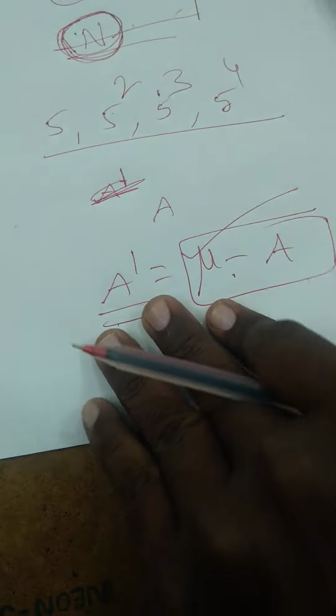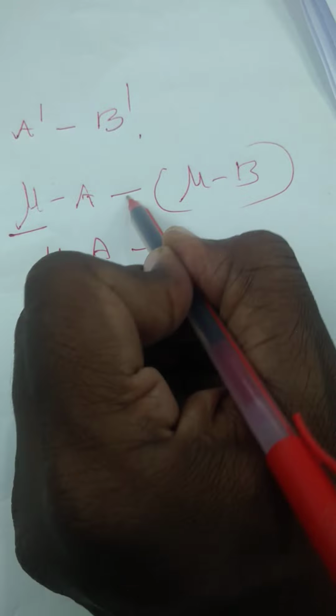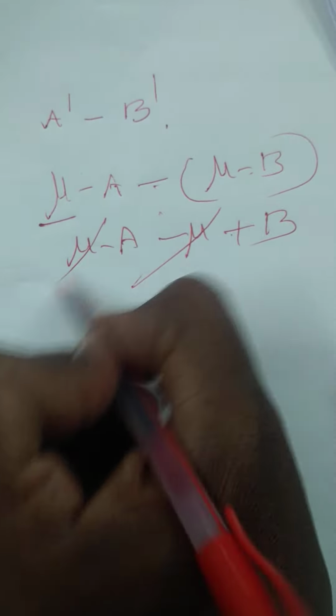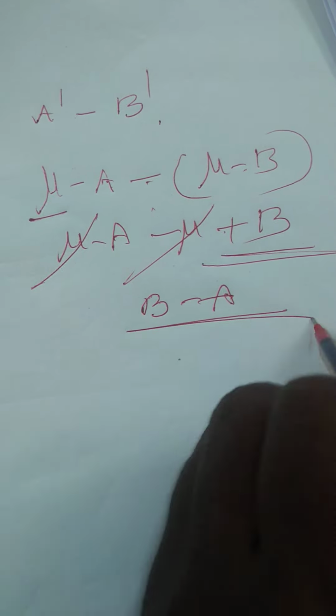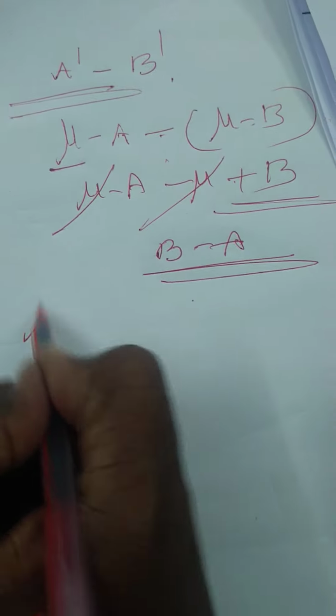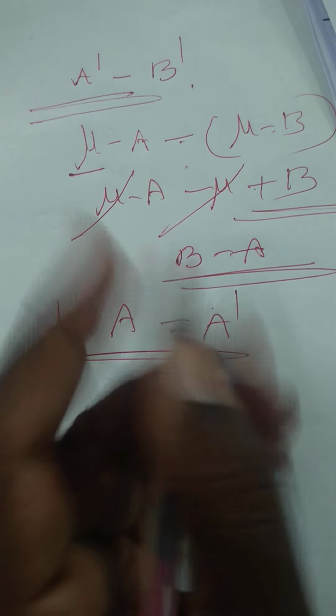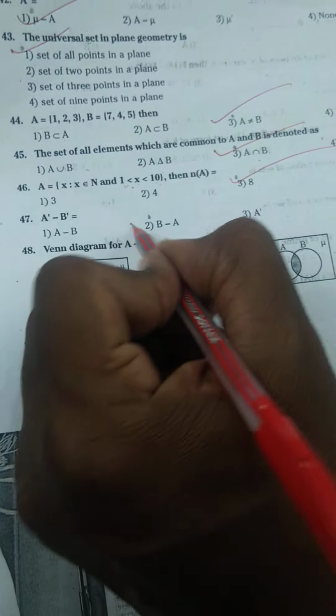A dash, B dash, an excellent bit. This bit is not in the syllabus of the 10th class textbook. What is this one? A dash minus B dash. This is a very logical bit. A dash minus B dash, A dash means mu minus A, minus, in bracket, B dash, which is mu minus B. Then mu minus A minus mu minus minus becomes plus. Mu and mu cancel, remaining B minus A. Did you understand? So A dash minus B dash is equal to B minus A.